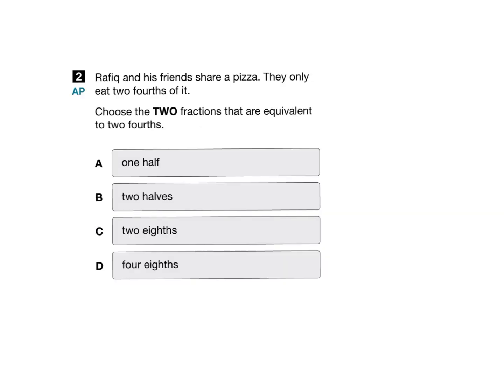Okay, for number 2, it says Rafiq and his friends share a pizza. They only eat 2/4 of the pizza. We're going to choose the 2 fractions that are equivalent to 2/4. So what does the word equivalent mean? What do you think that word means? We're trying to find 2 fractions that are equivalent to 2/4. The same, good. Equal or the same. So first we need to write the fraction 2/4.